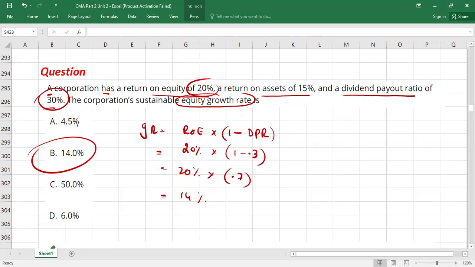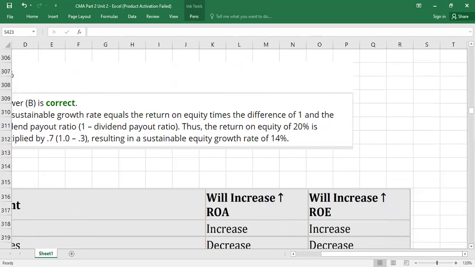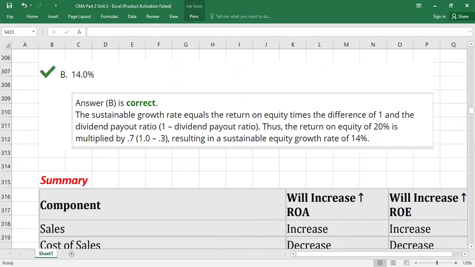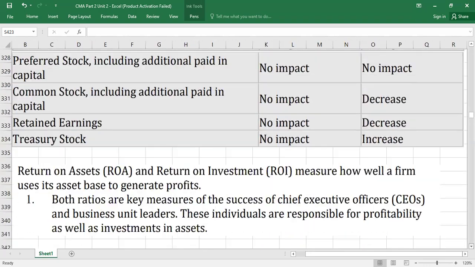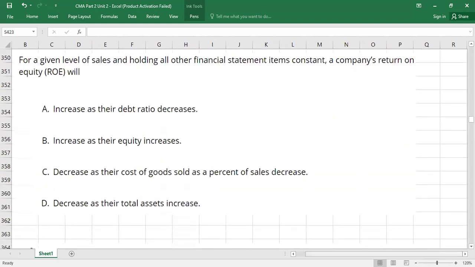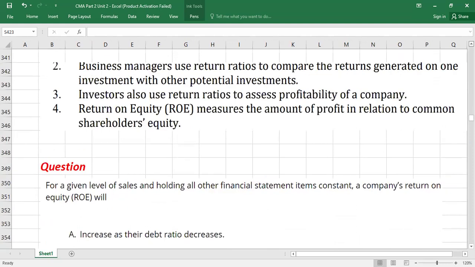Okay, guys, we have a lot to discuss, but I'm stopping this video here now. The reason is that in the next class I'll talk about the DuPont model of return on assets and return on equity, and then I'll explain this summary also, and then we'll finish this topic. So I'm stopping here, because the DuPont model I'll explain in the next class.